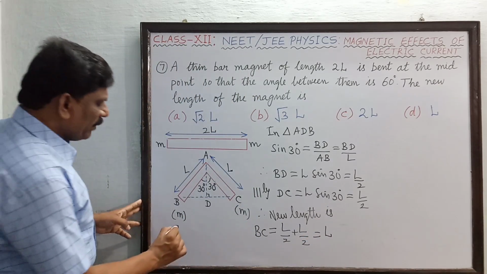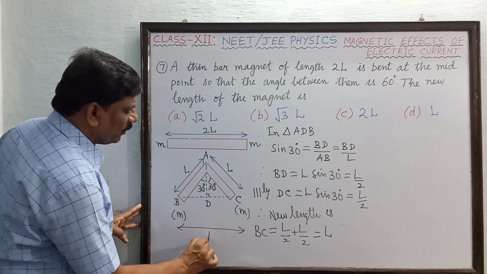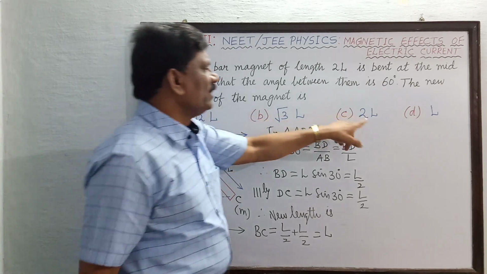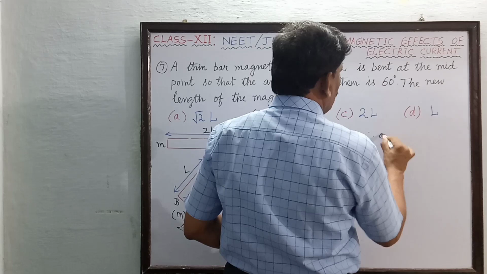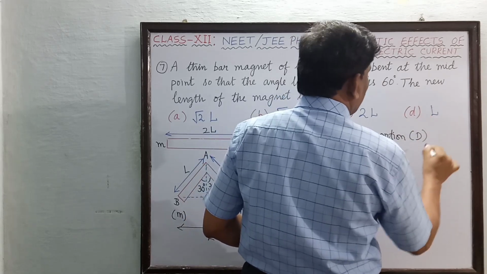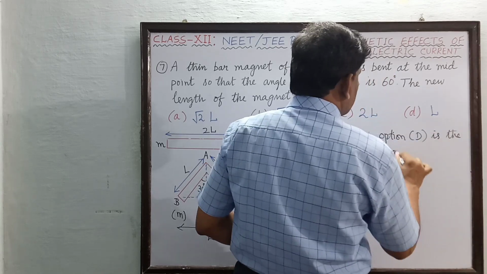So the new magnetic length between these two must be equal to L itself. So which option is the correct option? You see here, D is the correct option. Therefore, option D, that is the magnetic length L, is the correct answer.